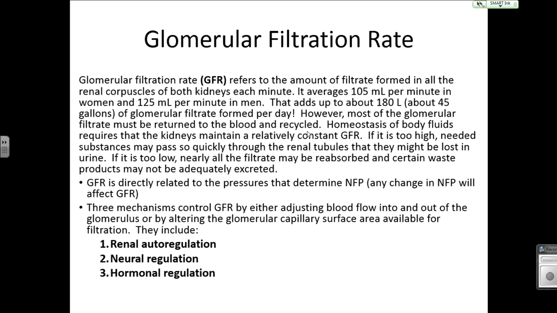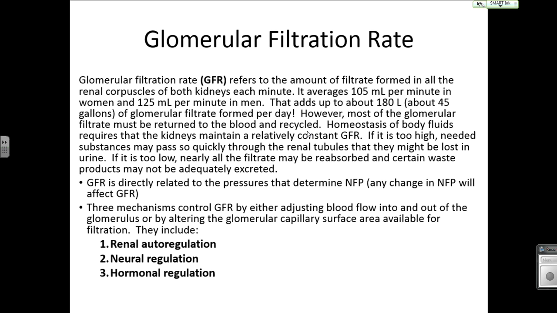Now, those pressures and the resulting NFP are directly correlated to the rate at which we form filtrate, which is described as GFR, glomerular filtration rate, which is defined as the amount of filtrate that we form in all of our corpuscles of our kidneys each minute. It's 105 mils a minute.